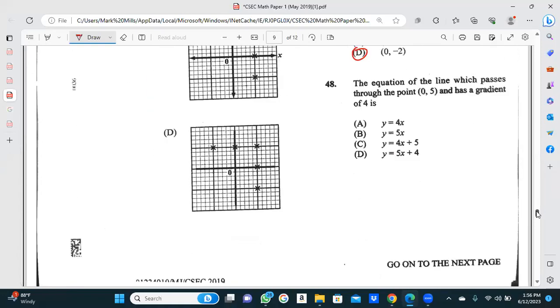All right. So let's see, 48, right? The equation of the line which passes through the point 0, 5 has a gradient of 4. So y is equal to mx plus c, right? So that y is equal to 4x plus 5. All right. C.